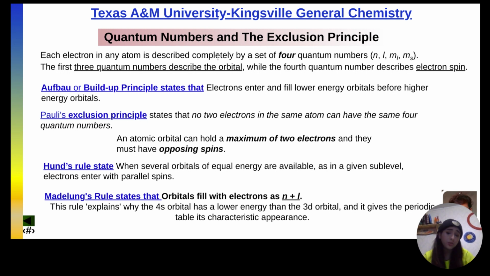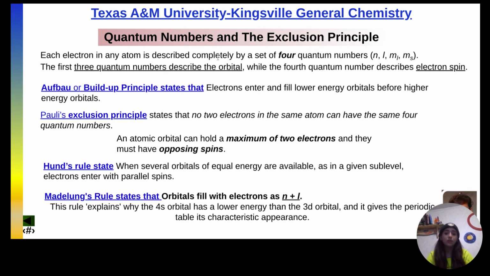Pauli's exclusion principle states that no 2 electrons in the same atom can have the same 4 quantum numbers. So an atomic orbital can hold a maximum of 2 electrons, and they must have opposing spins. They cannot be going the same direction.